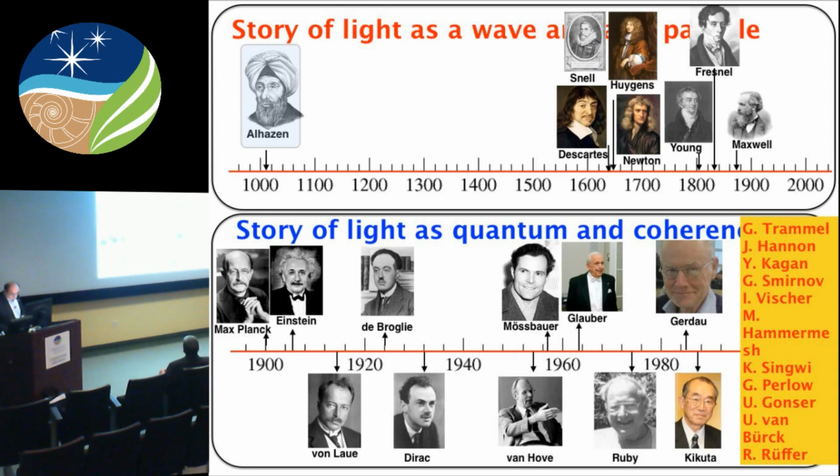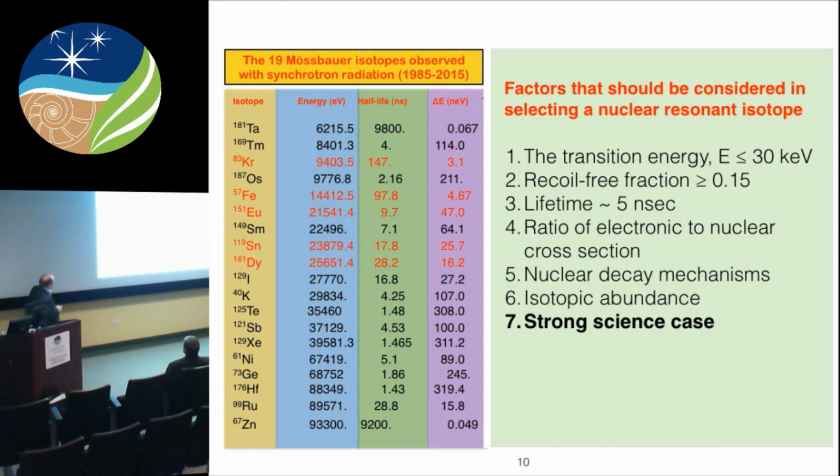So if you look at the last 30 years, since 1985, we have excited these nuclei with the synchrotron. All of these isotopes have been excited using a synchrotron. At APS, we limited ourselves to five of them, which are shown in red: 83 krypton at 9.4 keV, iron 57, which you are familiar with, europium 151, tin-119, and dysprosium-161.